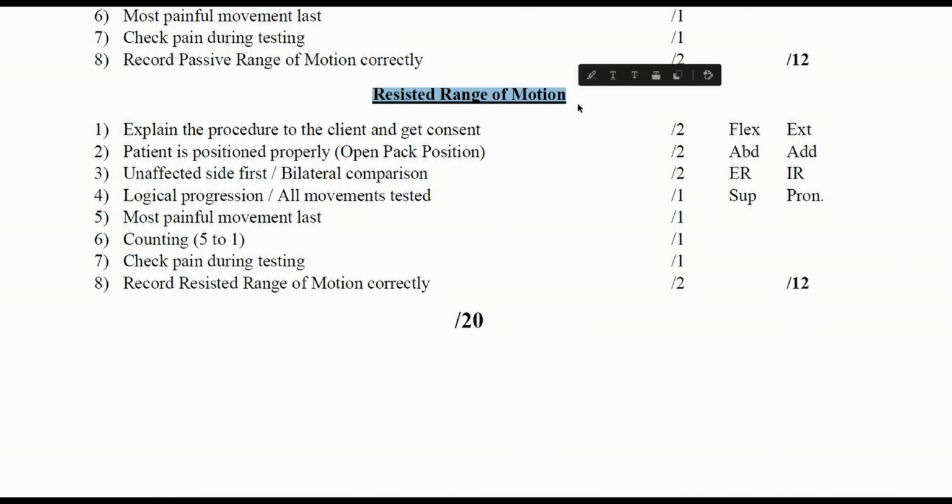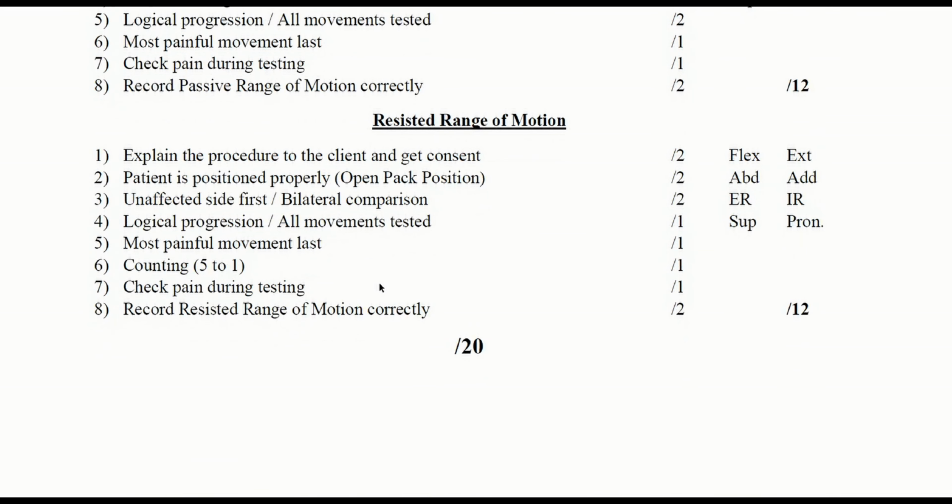Or if you're doing a resisted range of motion, again explaining the procedure to the client and getting consent, patient is positioned properly. That is where you lose most of your marks, because I want you to keep the joint in the open pack position the whole time. I will stress this enough, hopefully, in the lectures and during the tutorial as well, that this needs to be in the open pack position the whole time. So this is where people lose points, so keep this in mind. Unaffected side first, bilateral, logical progression, all movements tested, same thing, just like passive range of motion. Most painful last, just like before.